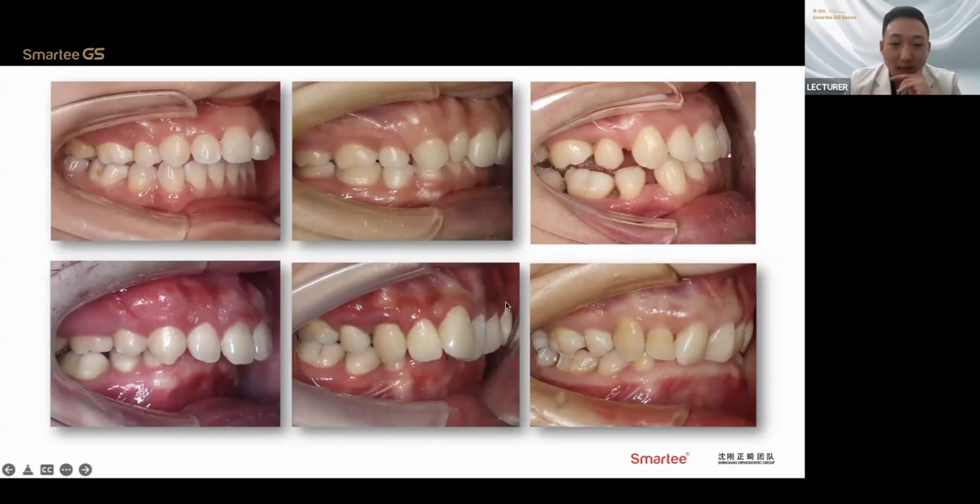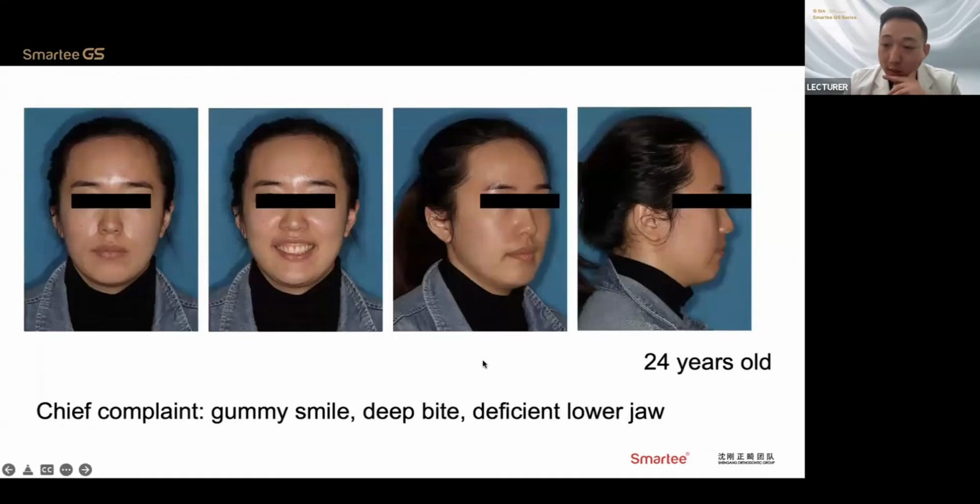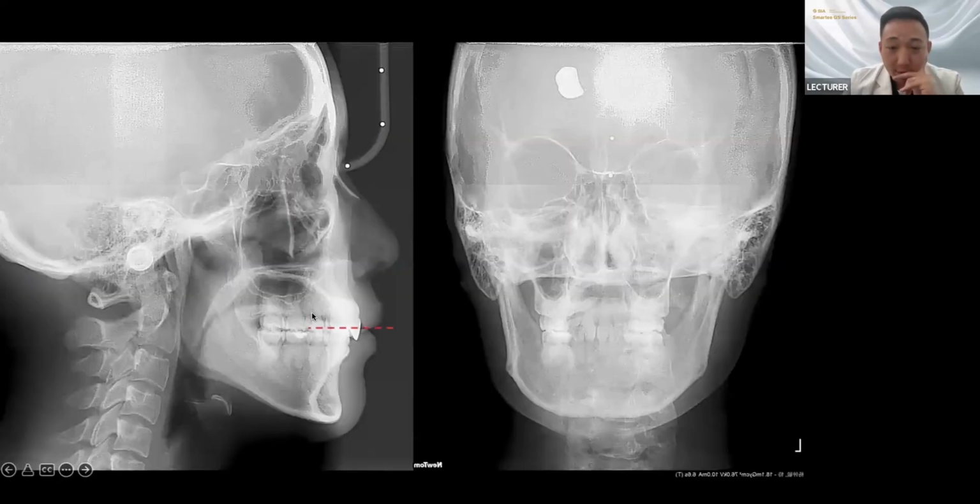Okay. And here's a patient of mine who is a 24 year old young lady, and you can see the biggest problem for her is the gummy smile. Okay, that's her chief complaint. The gummy smile is very severe, there is also a deep bite, and she also wants to solve the deficient lower jaw. You can see from the profile, the mandible has a retrusive problem. Okay, and from the side, you can see the elongation of the incisors.